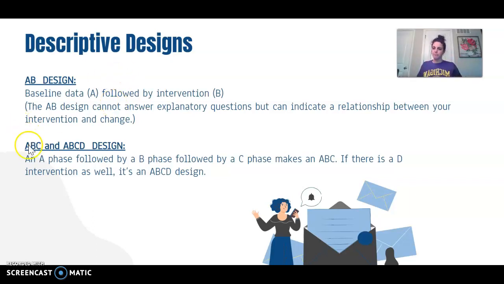Similarly, there is an ABC or ABCD or ABCDEFG design where you again have the baseline, so getting data without any sort of intervention, implementing intervention B, and then ending B, and then starting C. Obviously every letter you add is a different unique intervention that you take specific data for. So again, it would have the exact same descriptor that you can't necessarily answer an explanatory question with this design, but you can indicate relationships.